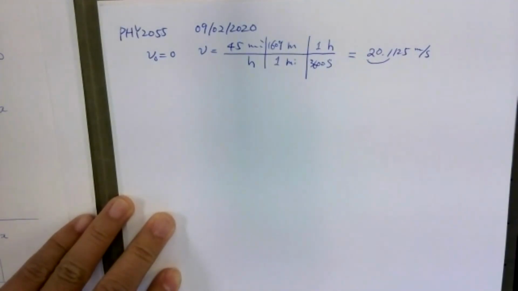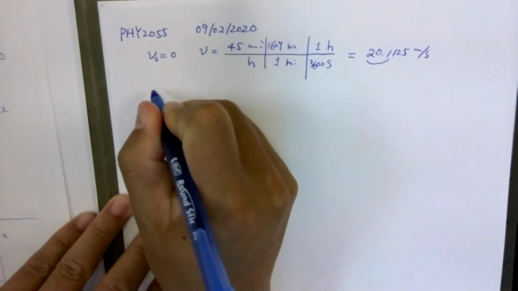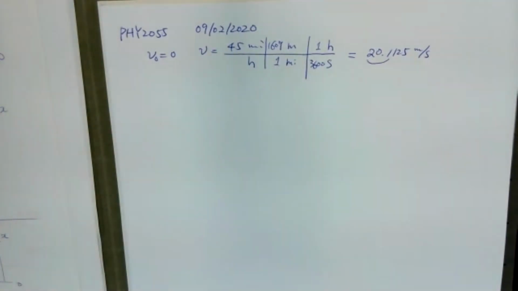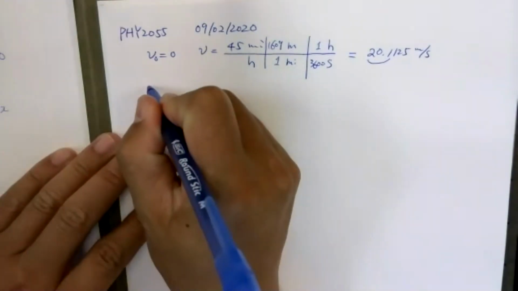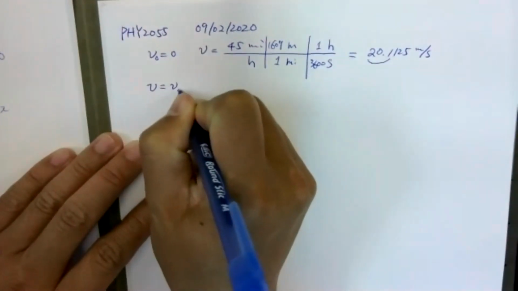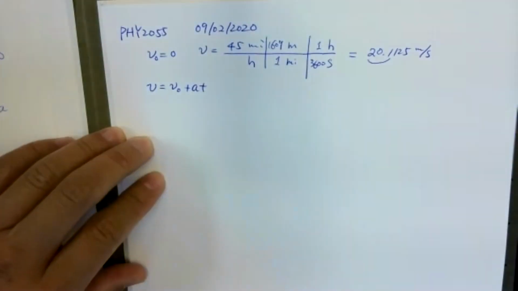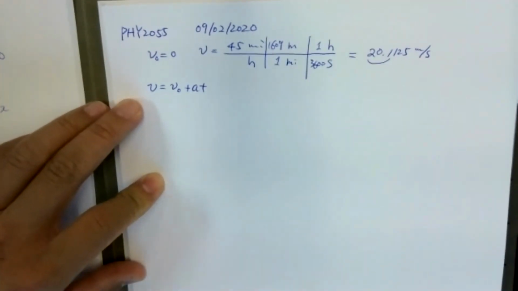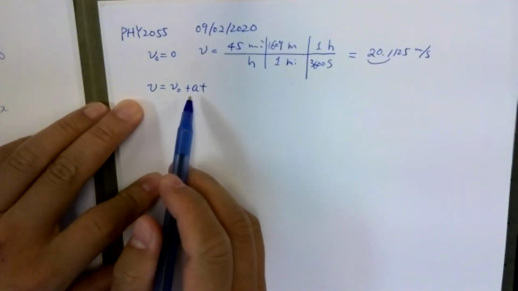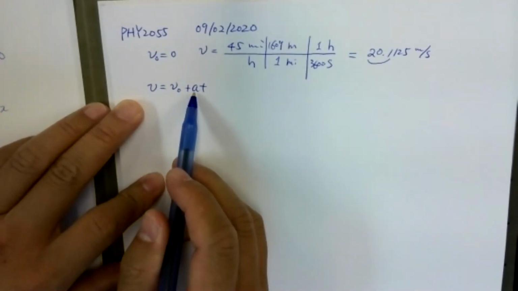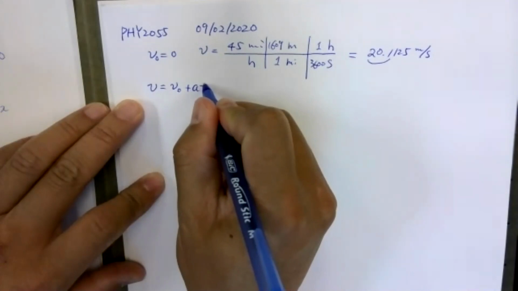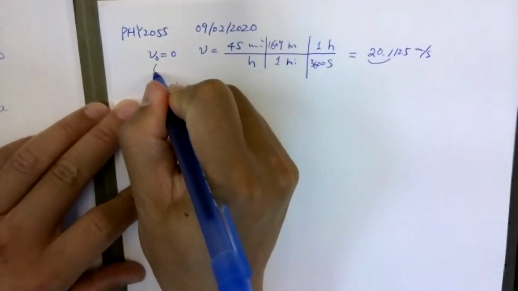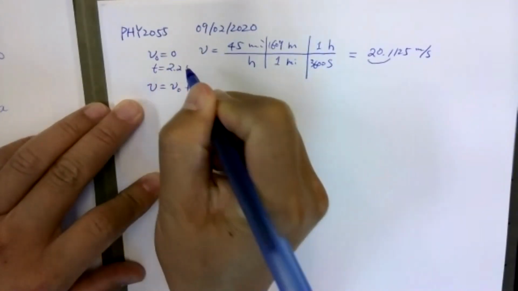Out of the 5 equations, you can just skim through and see which one applies or which one will help you solve the problem. It looks like this is the one we want to use, right? V equals V0 plus AT, that's the one, because we are looking for A, the acceleration, and the rest of the quantities are given. So T is given as 2.2 seconds, okay?